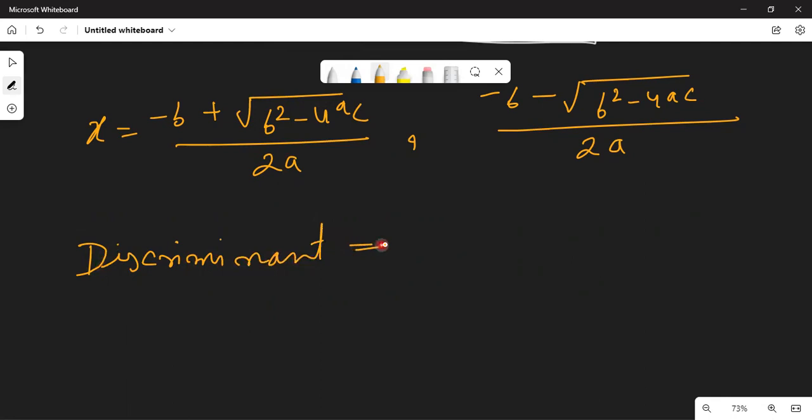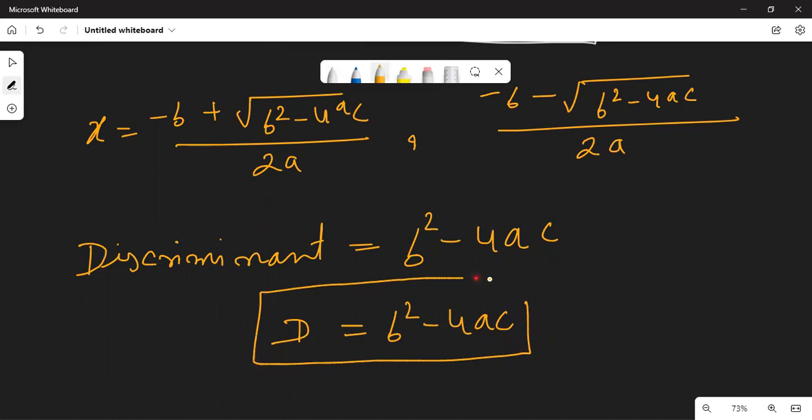Now this discriminant would be b square minus 4ac. We'll simply write it as D, which is D is equal to b square minus 4ac. So this discriminant is represented by capital D, which is b square minus 4ac. Now, depending on the value of the discriminant will be the roots of the quadratic equation.